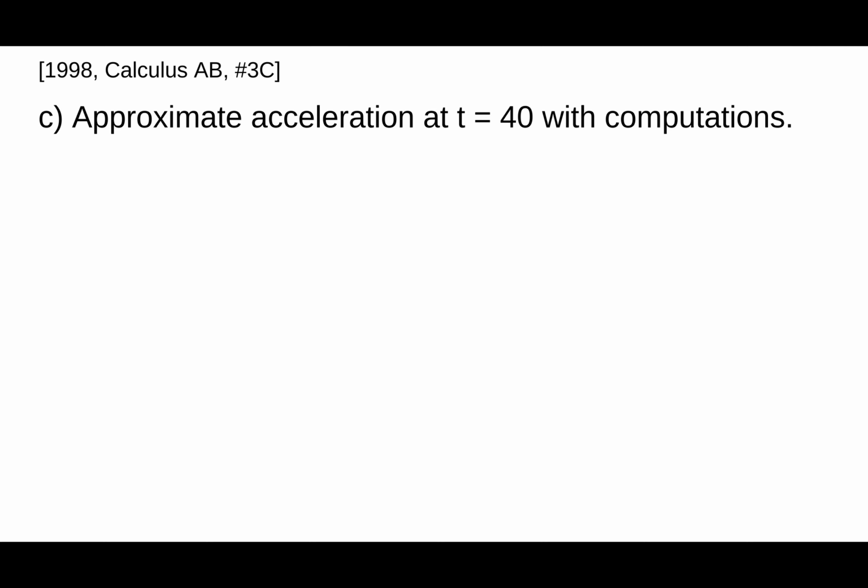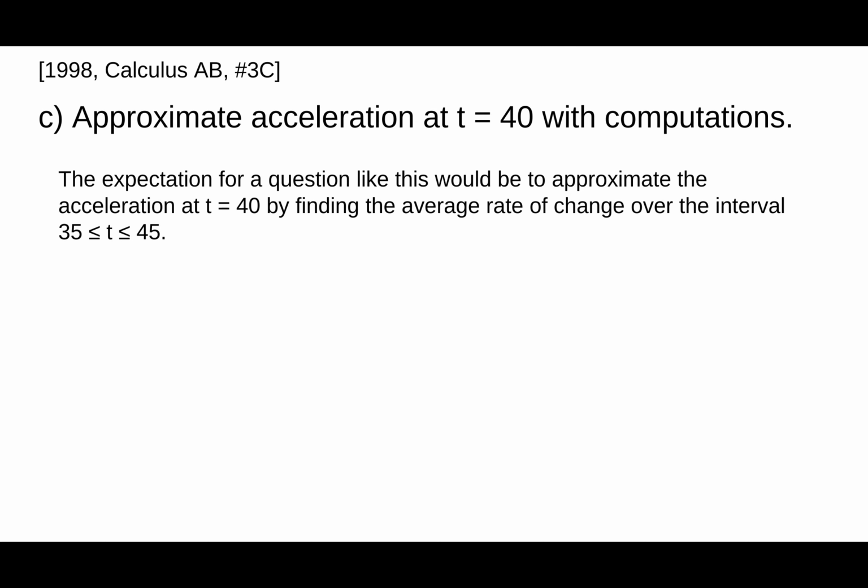In part C of this question, we are asked to approximate the acceleration of the car at t equals 40 and show our computations that lead to this approximation. Now, normally the expectation for a question like this, where we're approximating a rate of change at a specific value, would mean we're going to find the average rate of change over an interval that contains that value of t. All right, so in this case, we are interested in t equals 40.